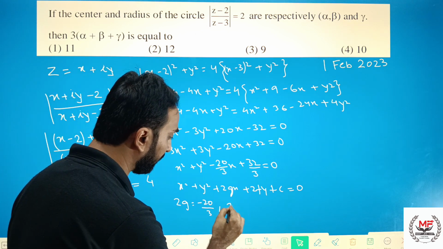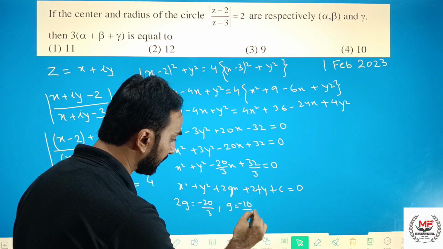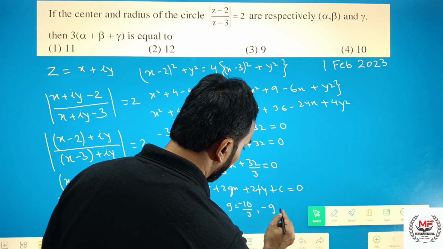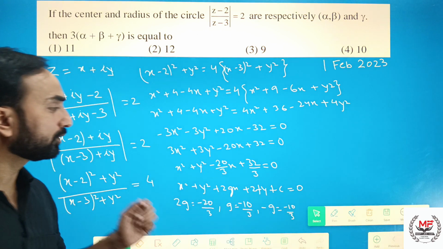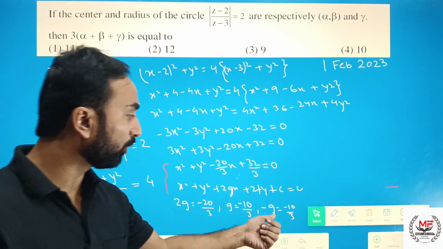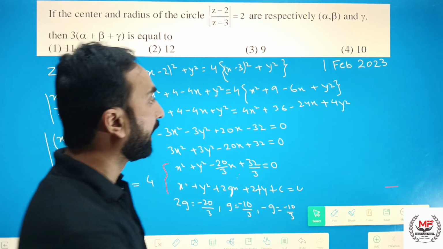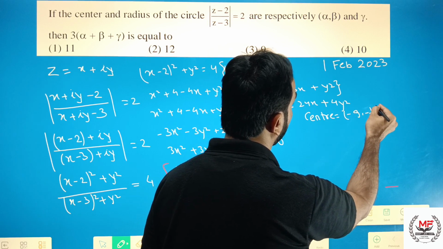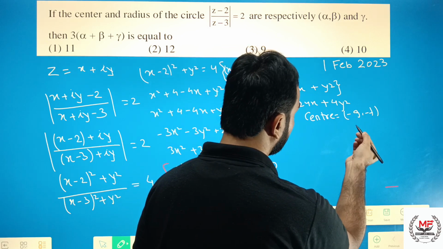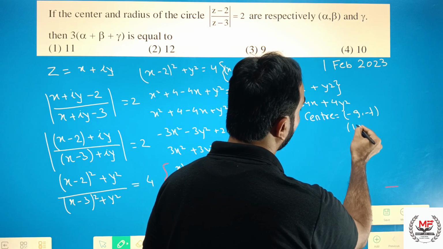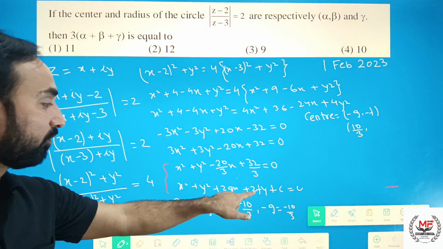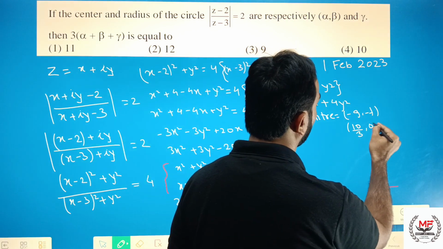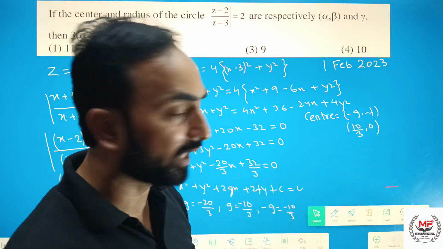From here we get g is equal to minus 10 upon 3. Also we know the center is written as minus g comma minus f. So the center will become minus g, that is minus of minus 10 upon 3, which becomes 10 upon 3. And since there is no y term when we compare both equations, minus f is 0. So the center we got is 10 upon 3 and 0, right?